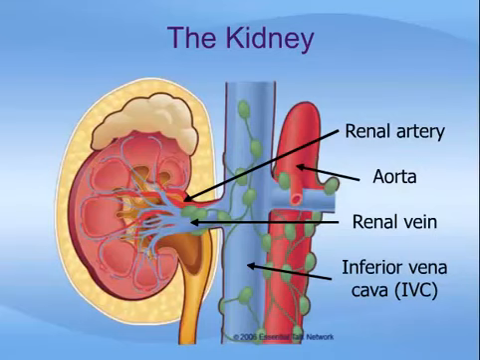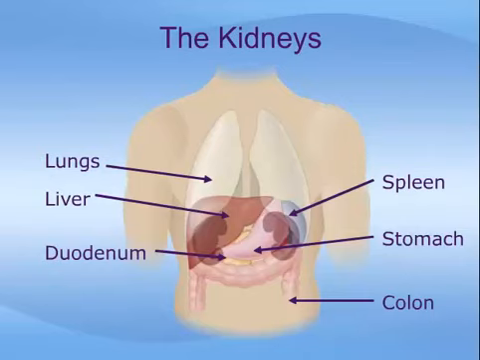This is the large blood vessel that takes blood away from the heart and to the rest of the body. Blood drains out of the kidney through 1 or more large renal veins, which then drain into the largest vein in the body, called the inferior vena cava, or IVC, that drains blood from the body back to the heart. This drawing shows how the kidneys are surrounded by other organs in the body.